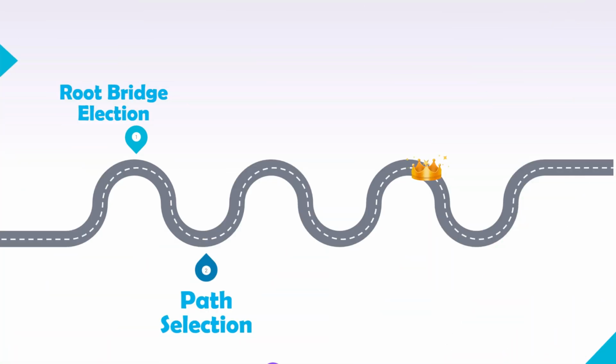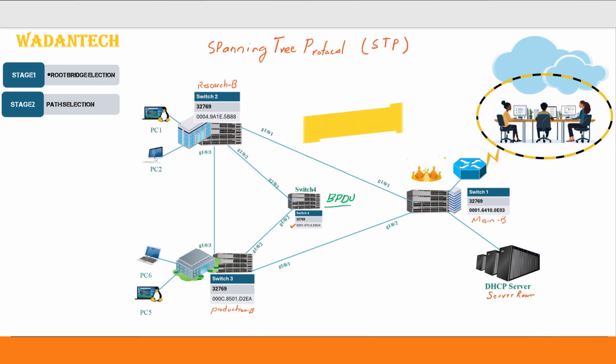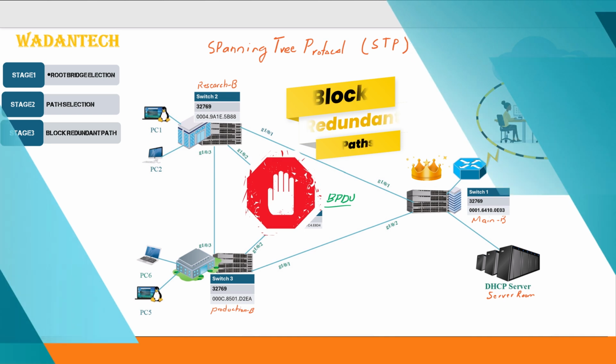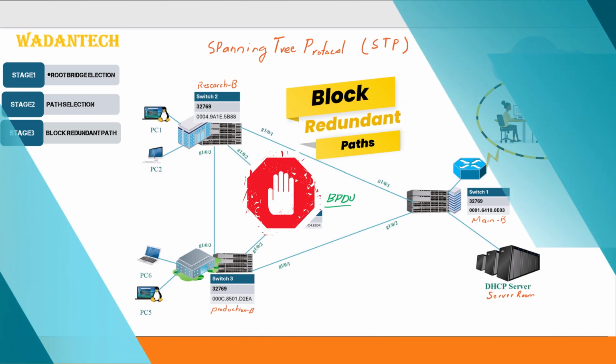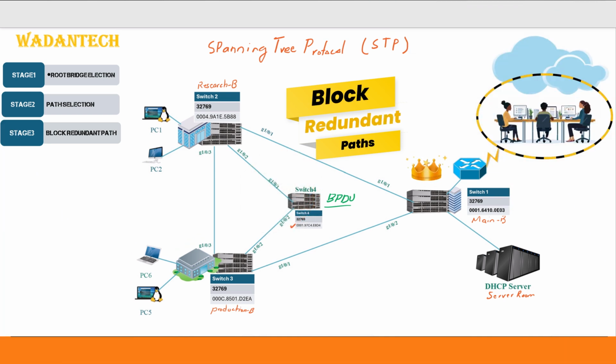Now let's jump to stage 3, blocking redundant paths. Spanning tree will block any redundant paths that could form a loop. For example, if there are 4 switches connected by multiple links, only one link is used for communication, and the other links are placed in blocking state.